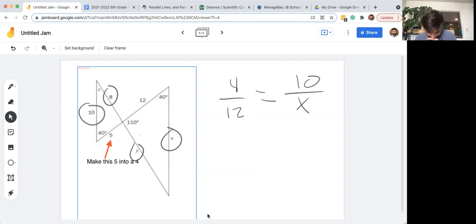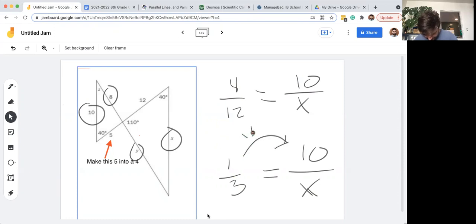So we need to think about reducing this fraction down. I can divide 4 and 12 by 4. It's going to reduce to 1/3. So I know that my triangles are in ratio of 1/3. So then I know that 10 over x will be in ratio of 1/3. So I think, 1 times what equals 10? Well, that's 10. I do the same to my denominator. 3 times 10 equals 30. So that tells me that x equals 30. Right there, I've got 30.